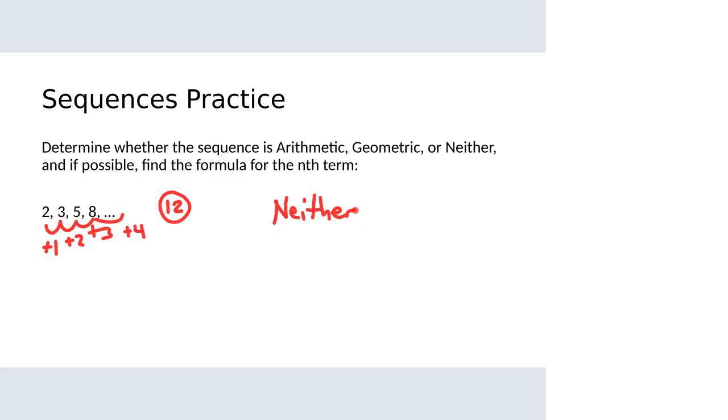13. All right. So let's see what Brianna did here. She said, well, if you take this 2 and 3 and add them together, you get 5. And if you take the 3 and 5 and add them together, you get 8. So I'm going to take the 5 and 8 and add them together to get 13. And I think that's totally valid.